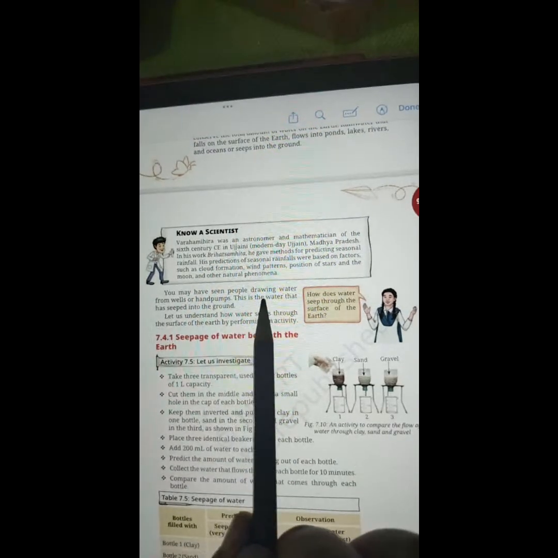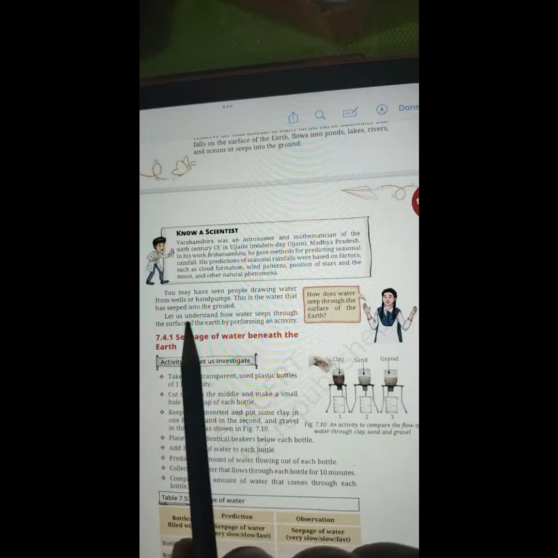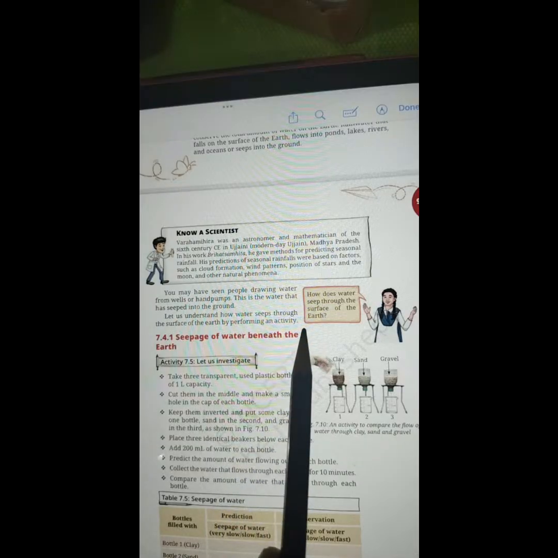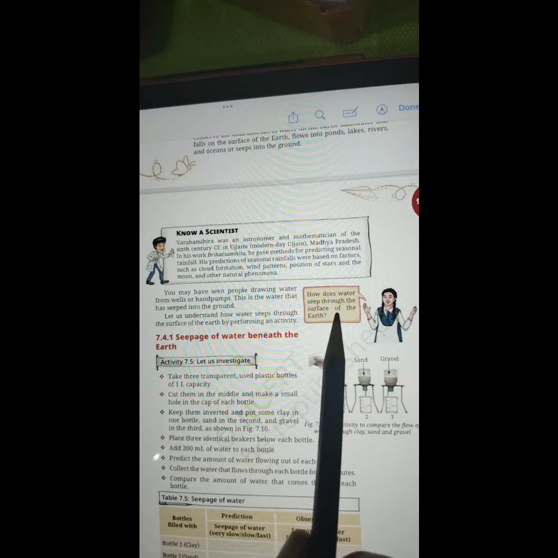You may have seen people drawing water from wells or hand pumps. This is the water that seeped into the ground. Let us understand how water seeps through the surface of the earth by performing an activity. How does water seep through the surface of the earth?